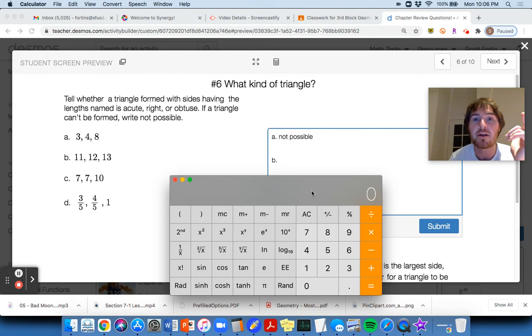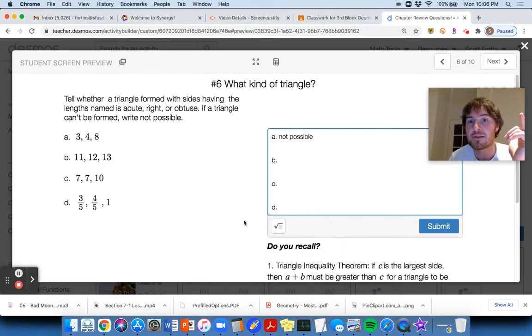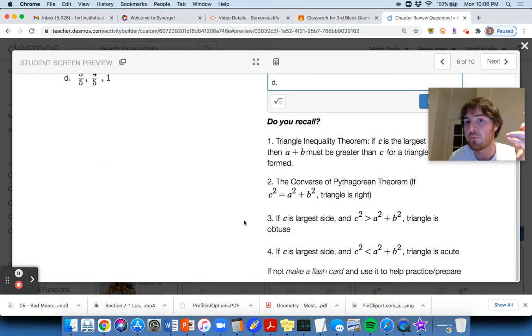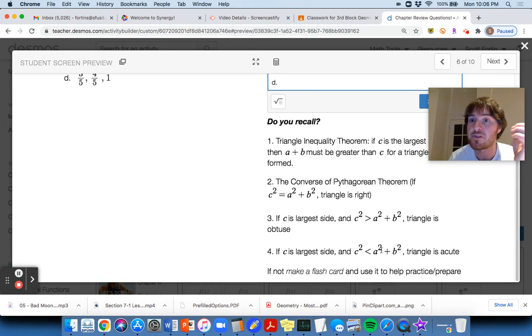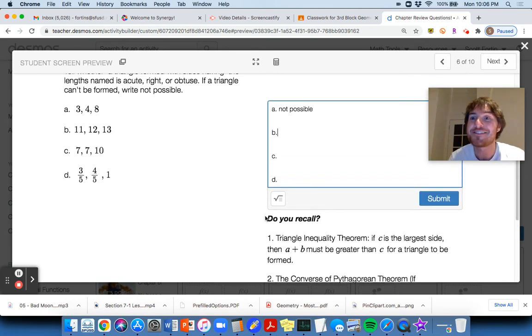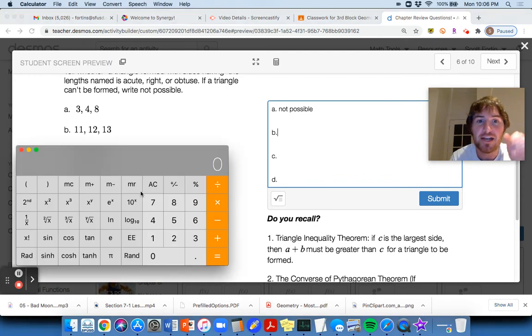So check it out here. So this is the Pythagorean Theorem plus theorems, right, that we talked about and proved here. But if the square of the largest side is greater than the sum of the squares of the two smaller sides, then it's obtuse. If the square of the largest side is less than the sum of the squares of the smaller sides, then it's acute. Okay, so let's check it out here and see what it is here.